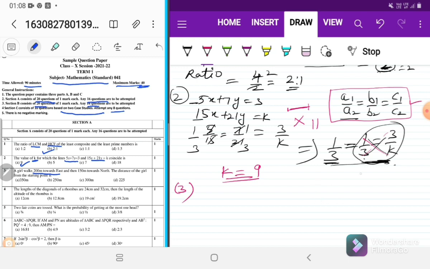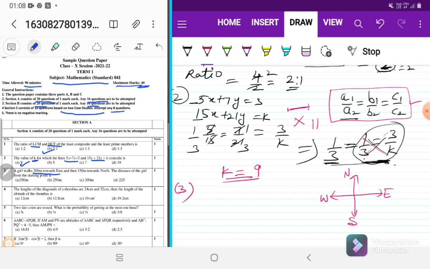So 200 meters eastward. First you should know all the directions. So we'll write the directions here. So north is upward, north, south, east, west. You should know all these directions first. Okay, now the girl walks towards east. East is which direction? This side. The girl walks towards east. Here let it be 200.